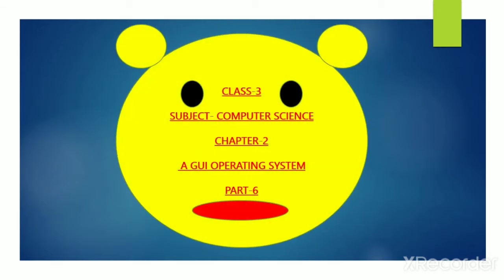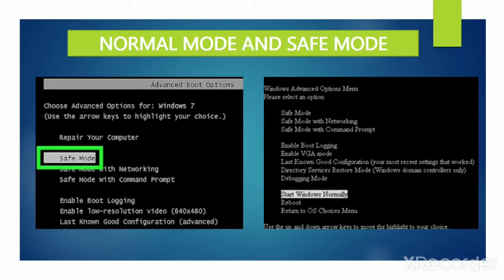We will study chapter 2, GUI operating system, part 6. In part 6 video, we will study normal mode and safe mode, how to switch on and switch off a computer, and power modes of a computer. So our first topic is normal mode and safe mode.